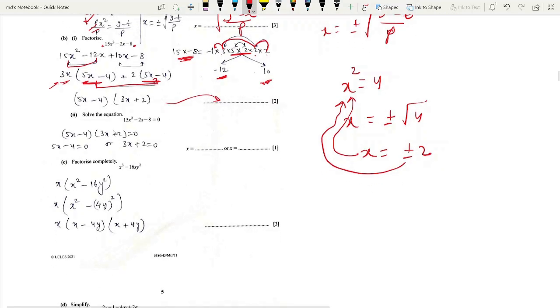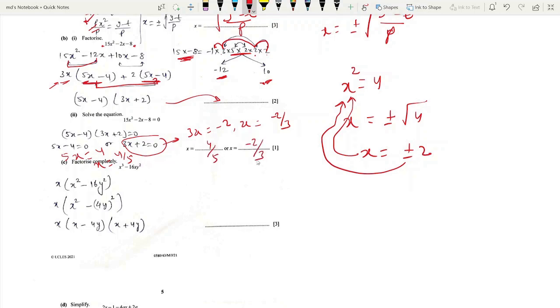Okay, second part, solve the equation 15x square minus 2x minus 8. So already we have factorized over here. Just write 5x minus 4 times 3x plus 2 equals 0. Then 5x minus 4 equals 0. If you solve, then 5x equals 4, x equals 4 over 5 you can get. And if you solve this, then 3x equals minus 2, because 2 you have to take to the right side, and x equals minus 2 over 3. So what are the two possible values? From here you will get 4 over 5, and from here you can get minus 2 over 3, right? This is for 1 mark, a very simple question.